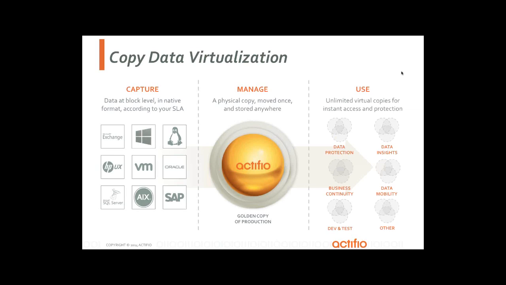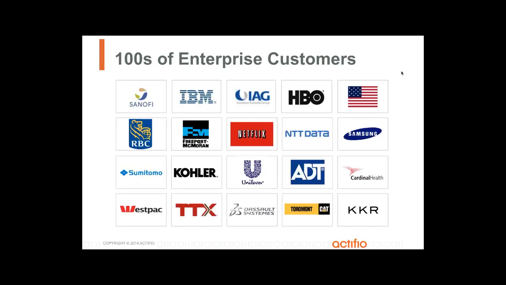So that's how Actifio manages the data and uses the data. And we have hundreds of enterprise customers. This is our focus area. Our average enterprise customer has at least 50 terabytes of data protected and uses us for all those 3 use cases that I mentioned, which is resiliency, mobility, and agility.